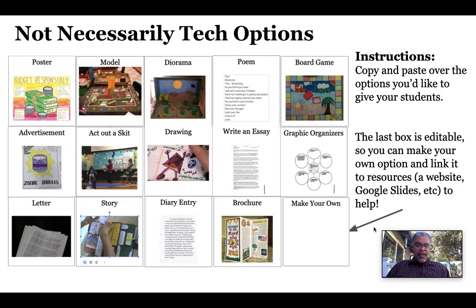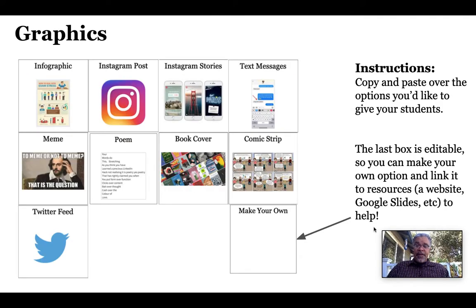All right, the next set of options are going to be graphics. Infographics, an Instagram post, and it's not a real Instagram post, it's a Google Slides template. Same thing with the Instagram stories, the text messages. Maybe you want students to create a meme. I had an entire project that was meme based, and you'd be surprised how something as simple as an image and then a few words can really get students to convey understanding and really does allow for them to be engaged. You also might have them do a poem, a book cover, comic strip, Twitter feed, which again, just like the Instagram posts and the Instagram stories and the text message, it's also going to be a Google Slides template. And then, of course, as always, you're going to have that make your own option.